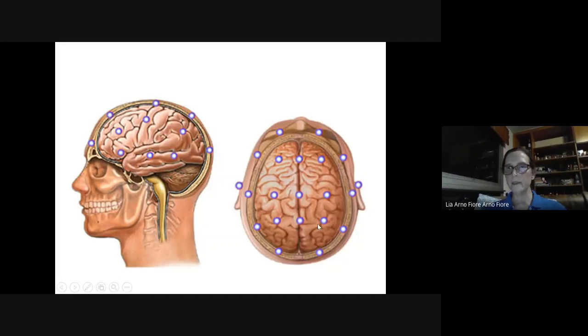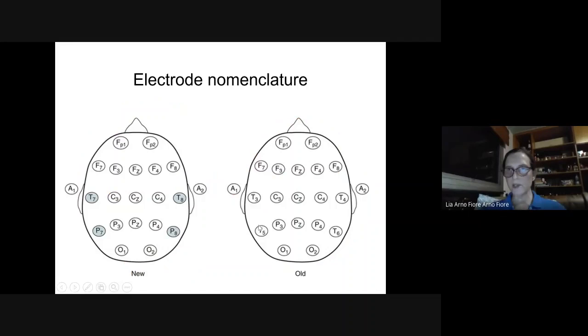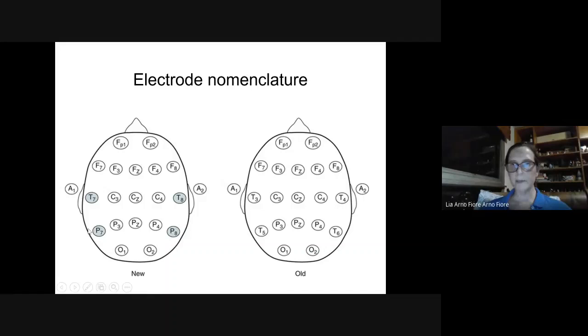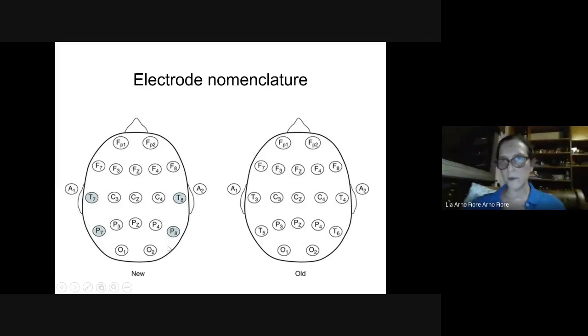And these on the side, these are the temporal electrodes, right? Anterior, mid, and posterior. So this is what we have. But now, this is how we used to call them. We used to call them T3, T4, T5, and T6. Now, as usual in medicine, you always have to change names. So they changed this one to T7 and T8, and P7, P8, because it's in the same line. It doesn't make any difference. It's a question of naming.